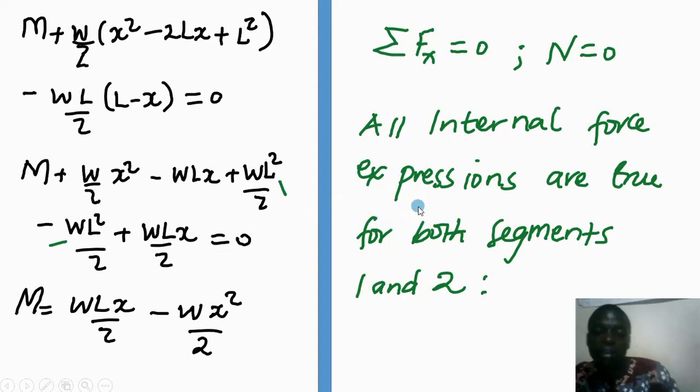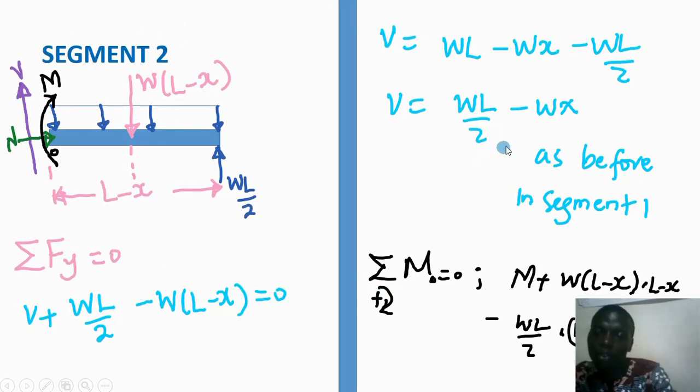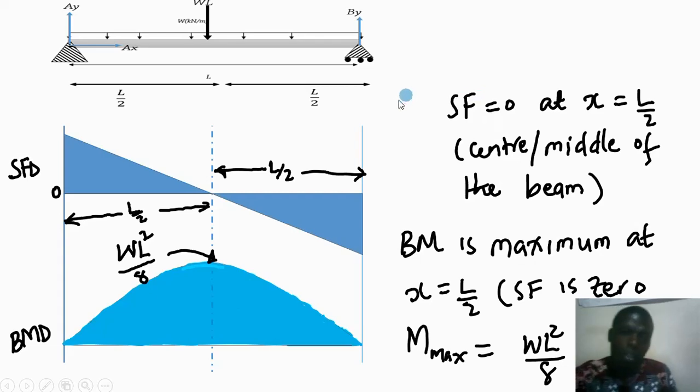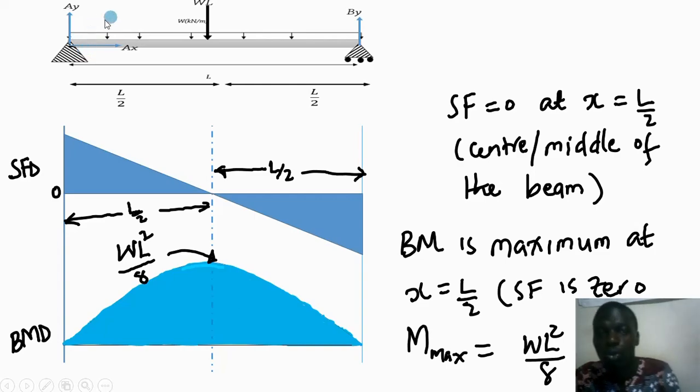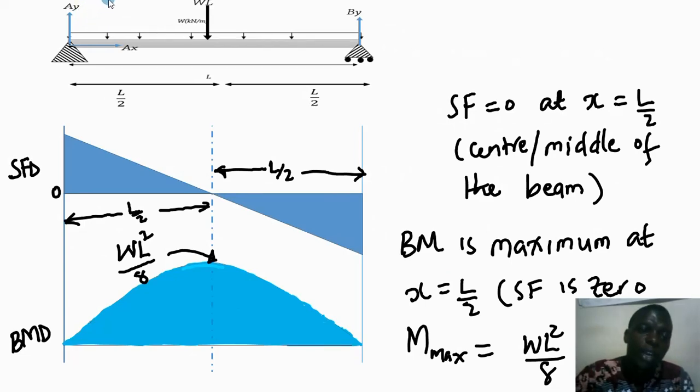Of course, all these expressions are the same for both segments. If you took segment 1, then you should be able to come up with the bending moment as this, and the shear force varying according to this formula. Now, if we bring the free body diagram with the expressions of Ay, remember this Ay is equal to wL out of 2. This By is also equal to wL out of 2.